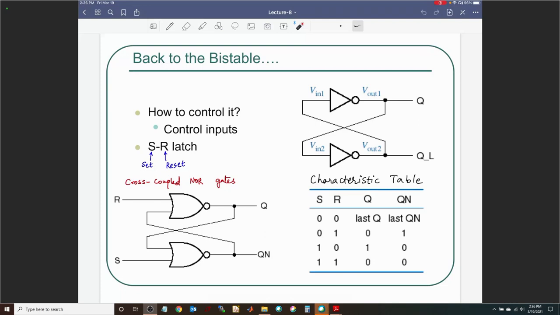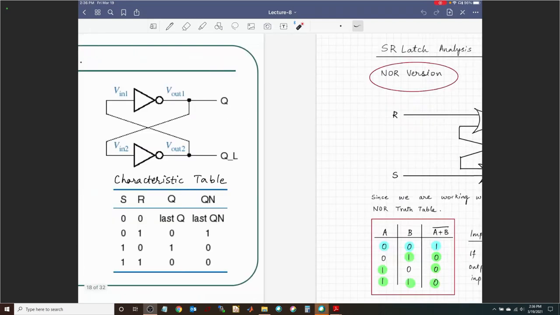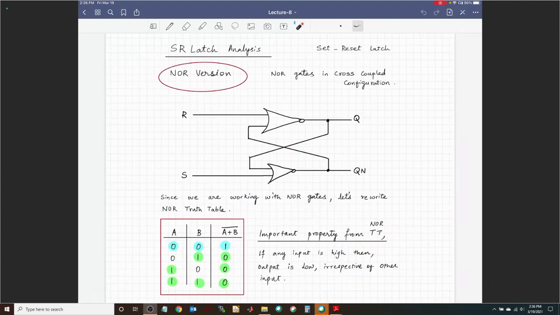So we saw this last class. Then we said, all right, let's break down every piece of this SR latch. Let's try to look at the NOR version. The reason is there's also a NAND version of this, which works the same with a couple of differences in terms of active levels. And we are also going to take a look at that later on. Now, if you're looking at a NOR-based SR latch, because you have NOR gates, it is particularly important to reflect on what the NOR truth table provides us, right?